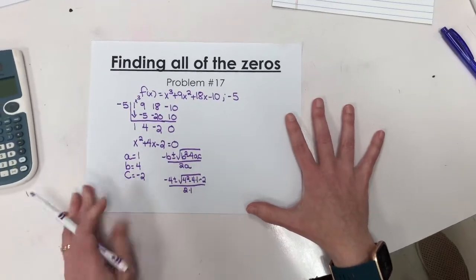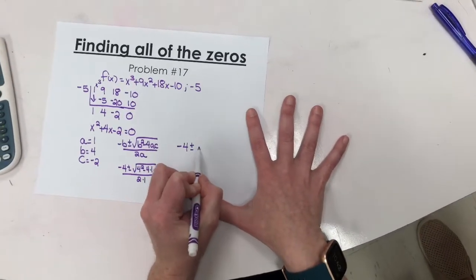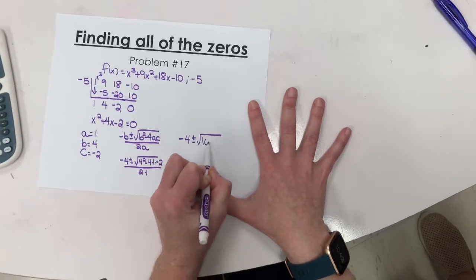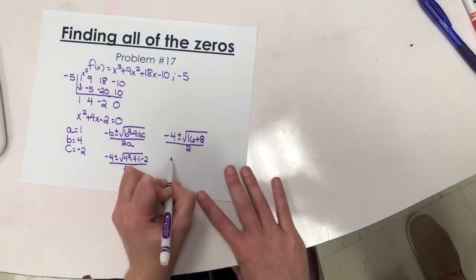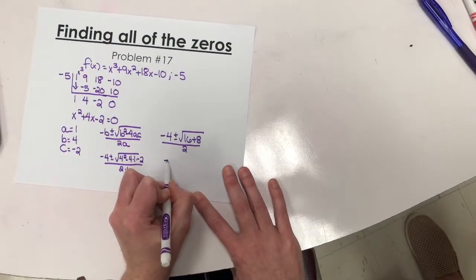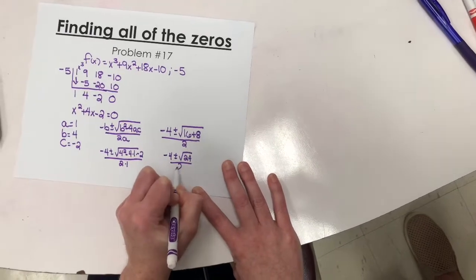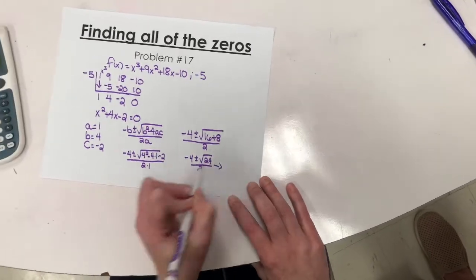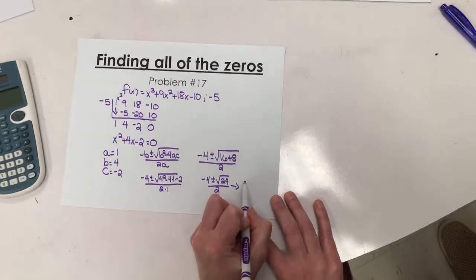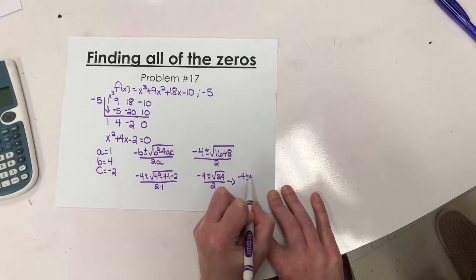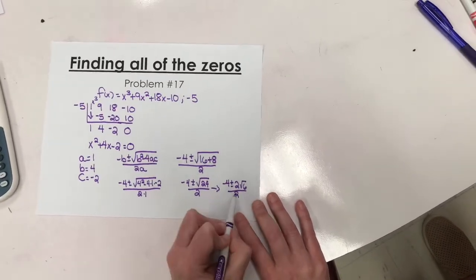Now, this simplifies to -4 plus or minus the square root of 16 plus 8 all over 2. Further simplification goes into -4 plus or minus the square root of 24 over 2. Now, we cannot turn in an answer like that because the square root of 24 simplifies. So it turns into -4 plus or minus 2 times the square root of 6 all over 2, which gives me my final answer.